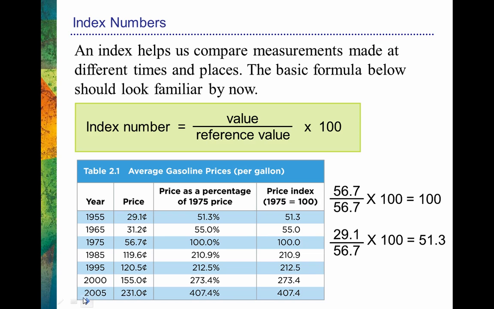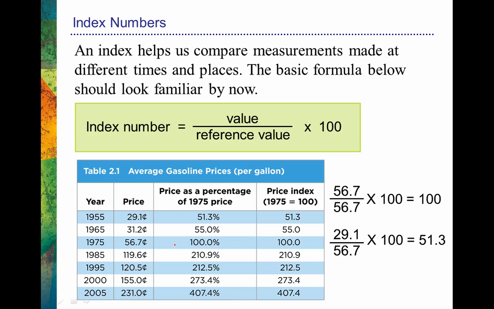Let's look at 2005. Now here we have an opposite type of effect. We can see that gas prices are much more expensive in 2005. So again, that's the value that we're actually interested in looking at. So that's going to be on the top. We're going to put our reference value from 1975 on the bottom. So we can already see we're going to have a larger number on the top, smaller value on the bottom. So the percentage that we compute will be over 100%. And again, that makes sense because people are paying more in 2005.